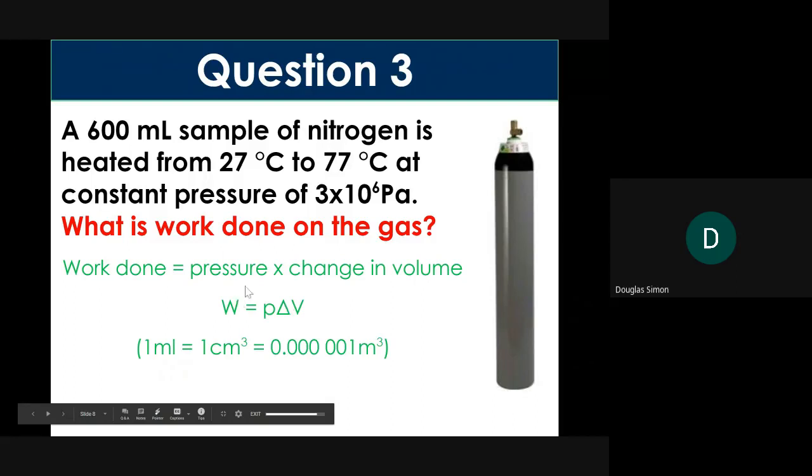But now, importantly, because we're doing work done in joules, we do want things in SI units. So we do actually need to change this into meters cubed. So we're going to multiply by this factor of 10 to the minus 6 because of this conversion here. So that is the working out, and that should give the answer of 314 joules.